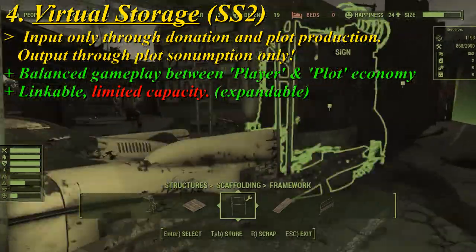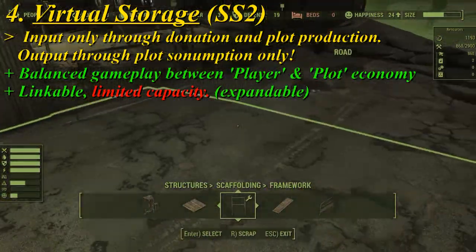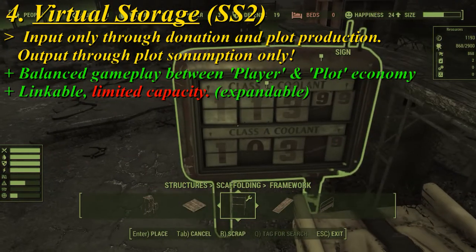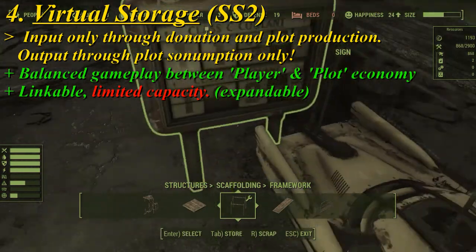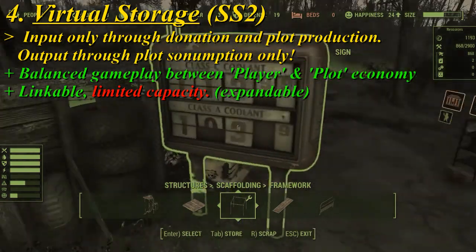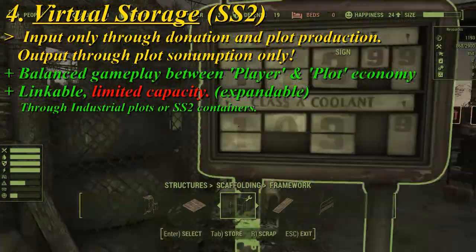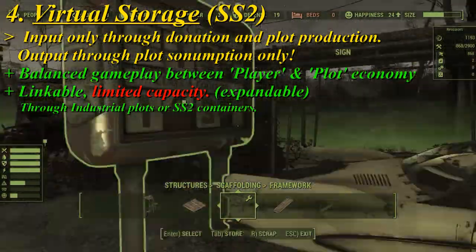So, size of virtual storage. Now, virtual storage is, unlike the workbench, not unlimited. There is a limited size to it. There is a restriction. However, you can expand it quite easily. Every industrial plot you build will add size to this virtual storage.